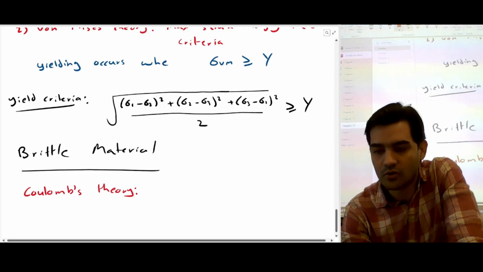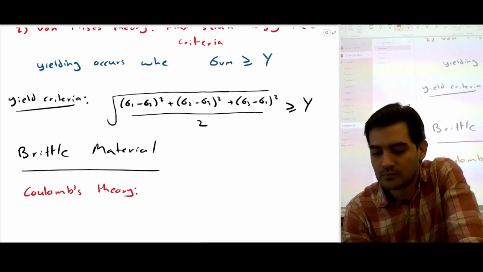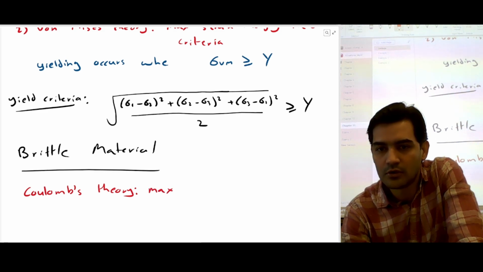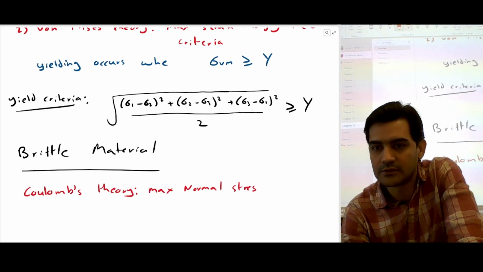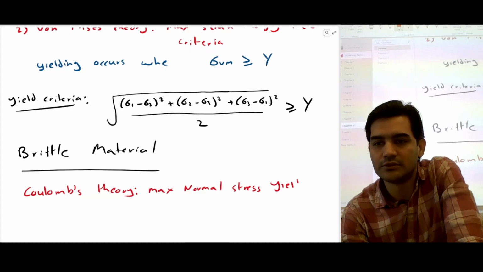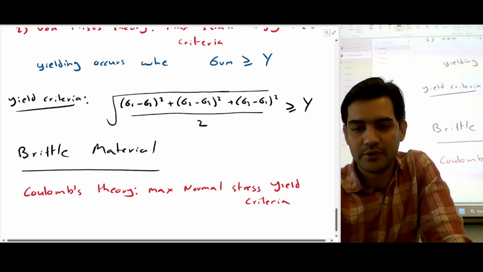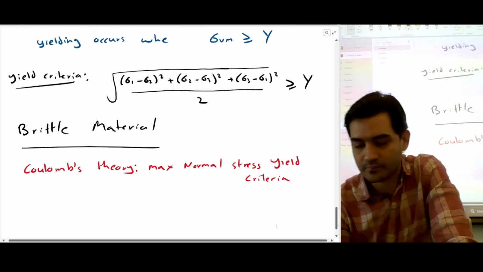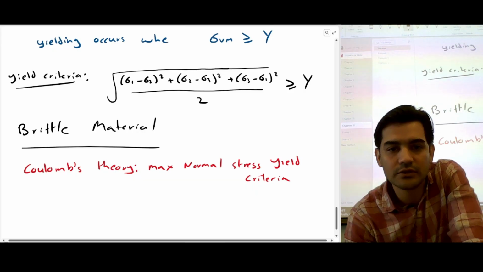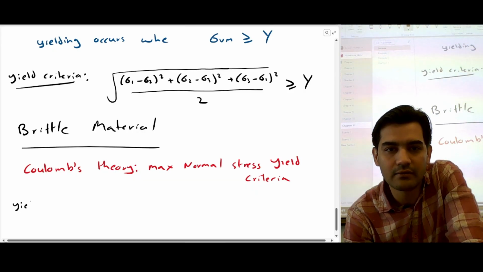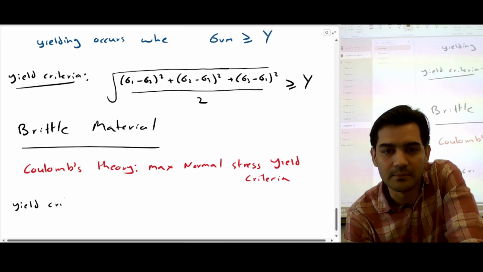And it's also called maximum normal stress yield criteria. And it's actually pretty straightforward. So I'm going to write the yield criteria, which you guys have to remember.